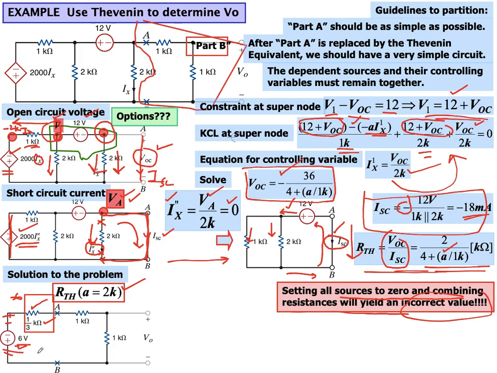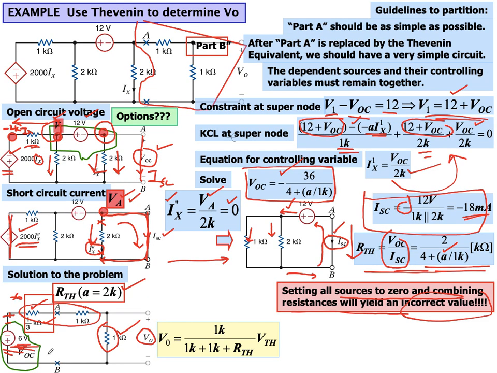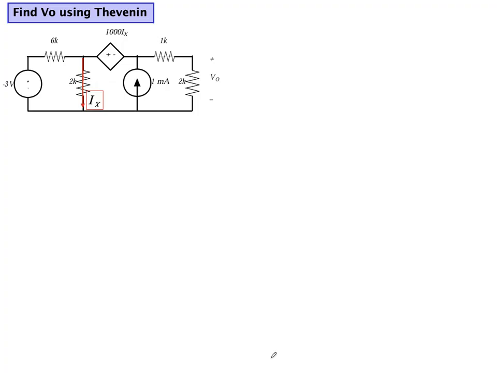So in this case, it is a problem of simple voltage division, where you can find V naught by considering this resistance in the numerator divided by the sum of all the resistances times minus 6. So by solving this problem, V open circuit would be 1K divided by all the resistances times V Thevenin. Okay, so let's find V naught, which is the voltage across this resistor, using Thevenin.